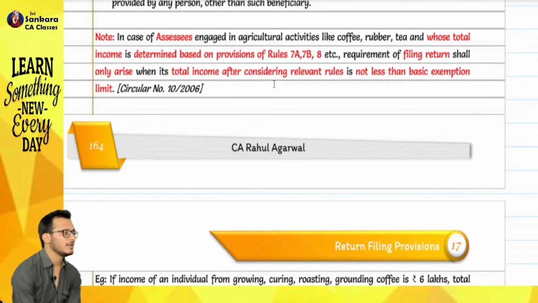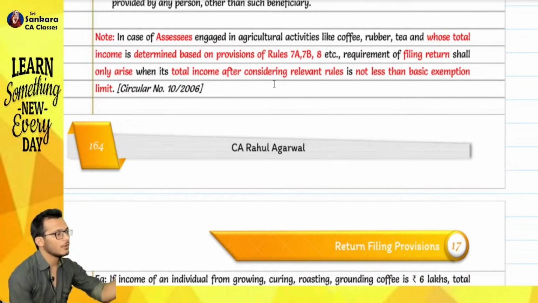So the provisions are coming and saying, boss, if you are a company, the due date is 31st October. If you are a firm, the due date can be either, depending on whether you are required for audit or not. If you are required for audit, it is 31st October. If not required for audit, it is 31st July. Partner of a firm which is audited.